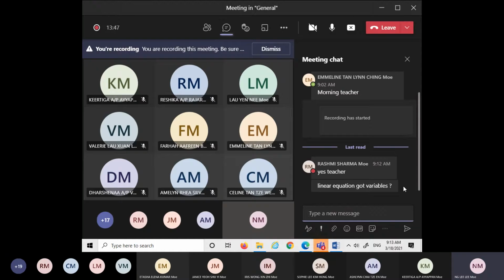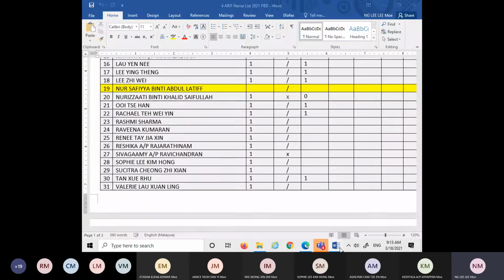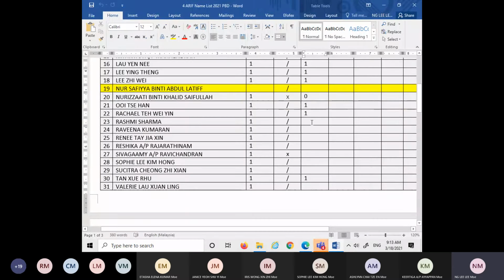Linear equation has variable, means non-linear equation has no variable. Cannot be. Linear and non-linear equations both have variables. So this is not a criterion to differentiate these two. Maybe I call another girl to help. Rashmi, never mind. I give you 0 first. Next time I give you a chance to answer again.